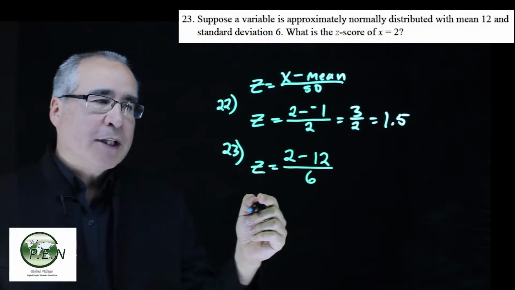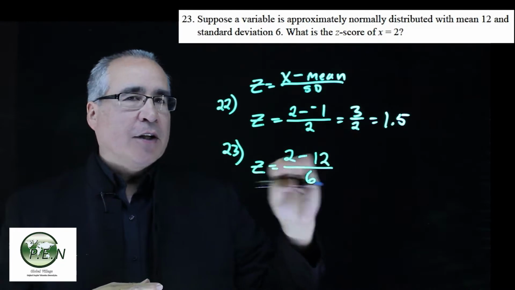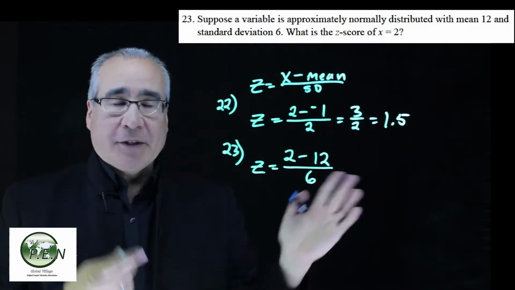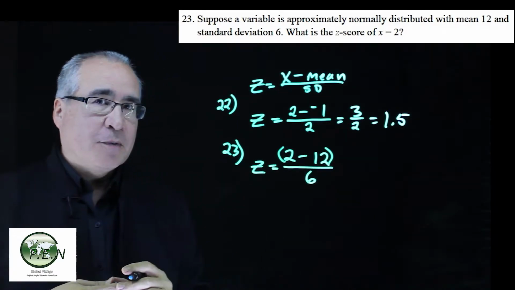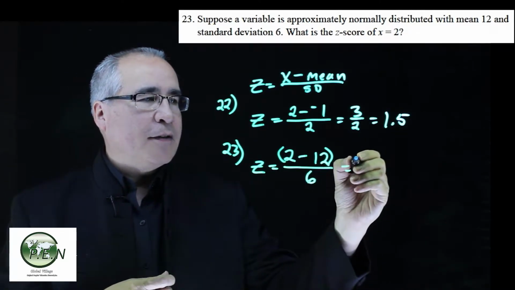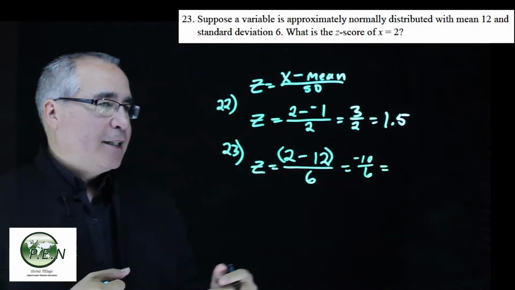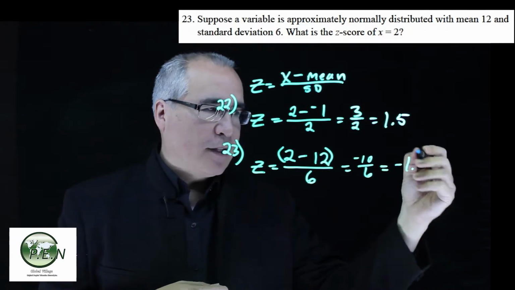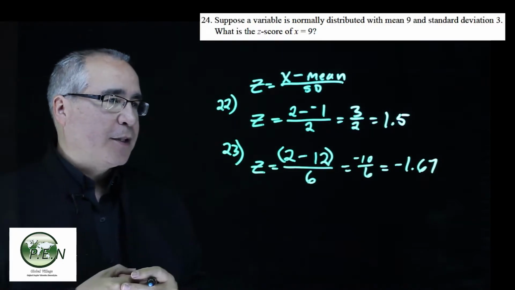Now be careful, if you're using a calculator, if you enter it just like this, 2 minus 12 divided by 6, you won't get the right answer, because the 6 will divide into the 12, and you'll get a wrong answer. So if you're going to put this in a calculator all at once, you're probably going to want to put some parentheses around it to make it all work. 2 minus 12 is -10 divided by 6, or you might do it this way. -10 divided by 6 is going to give us the number -1.666, so we'll round it to -1.67. And that's our z-score.